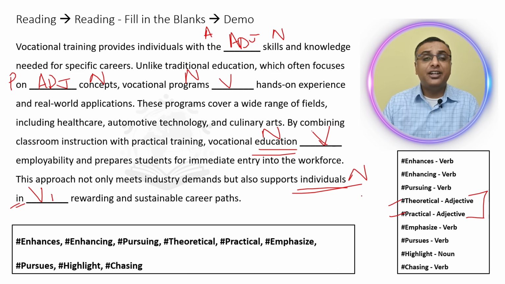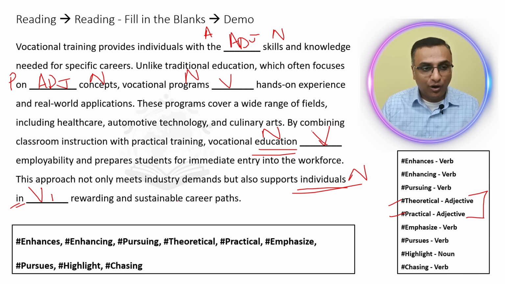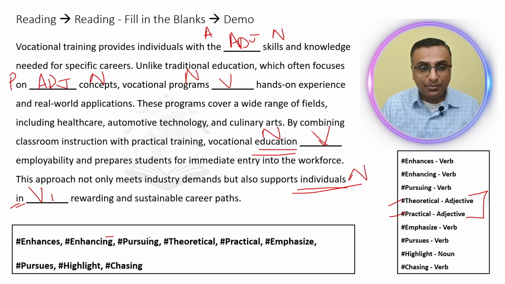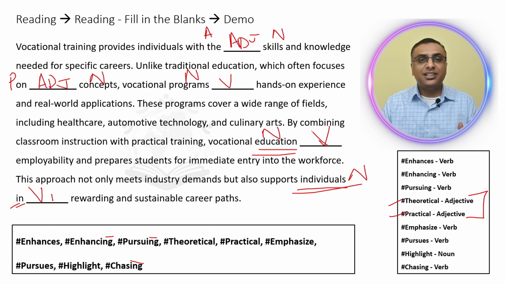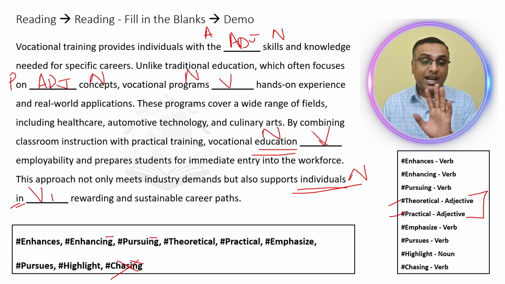Now that you've identified which parts of speech should come in each blank, let's go ahead and see which word should come in each blank. Now, for the fifth option, over here it is always V1 plus ing, as we decided. How many INGs are there? Enhancing is there, pursuing is there, and then chasing is there. What is chasing? Something that you run behind something. Could it be individuals in chasing rewarding? Absolutely no meaning over here with regards to context and vocabulary.